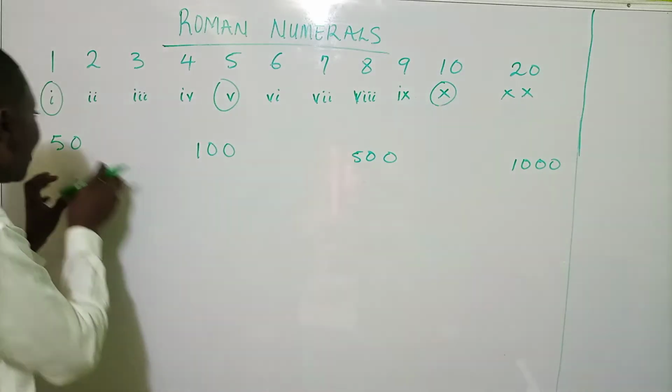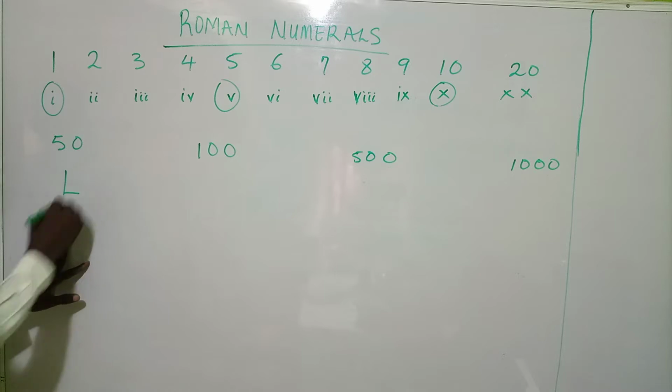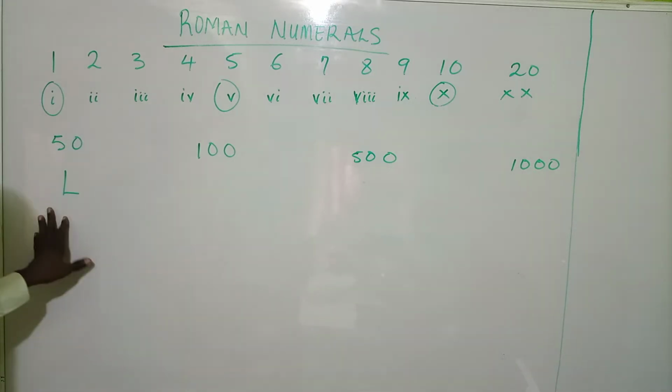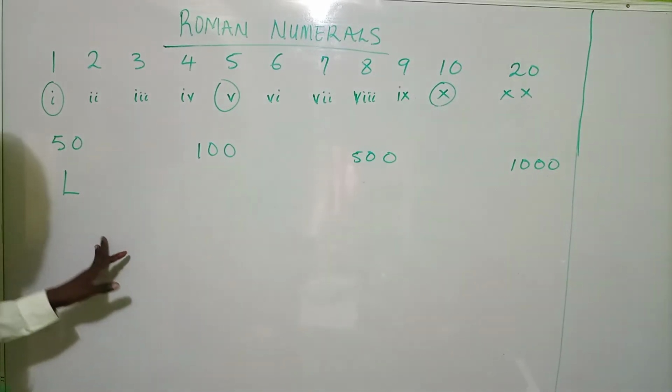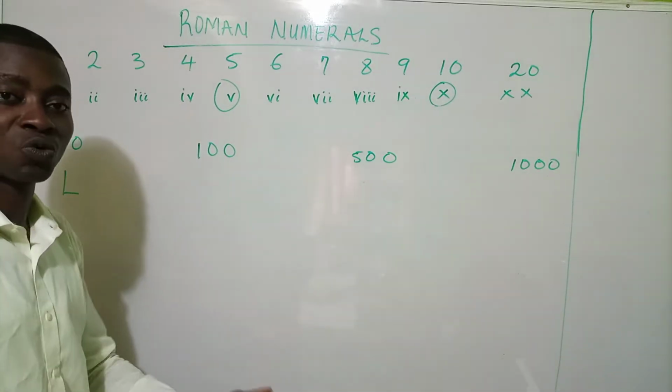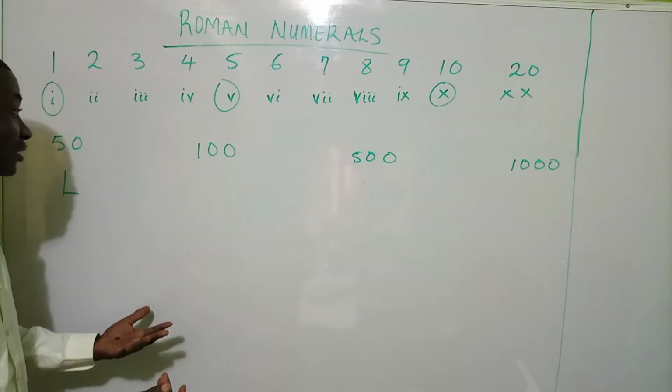That brings us to another key number, which is 50. 50 in Roman numerals is L. So if I'm going to get 40 in Roman numerals, what will it be? It's going to be 50 minus 10. 50 minus 10 will give us 40. And so how do you write that? You want to write 50 minus 10.